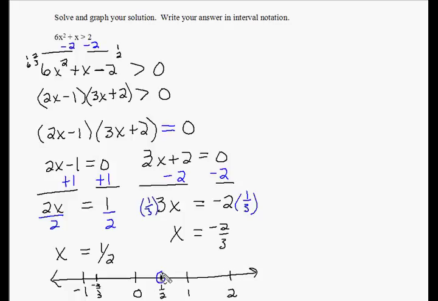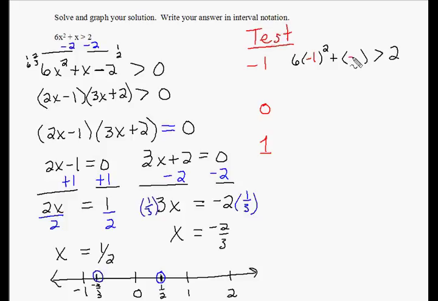Now the numbers we found were a half and negative 2/3. We're going to try and test back in the original inequality to see which numbers make this true. When we test numbers, we never use the numbers that we find. So I'm going to test numbers on all sides. I'll test negative 1. Something between these two numbers is 0. And then I'll also test something on the other side of a half, which is 1. And I test them in the original inequality.